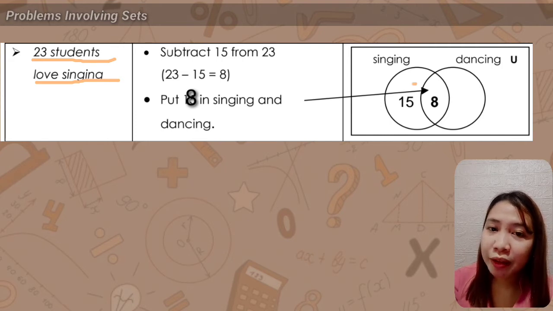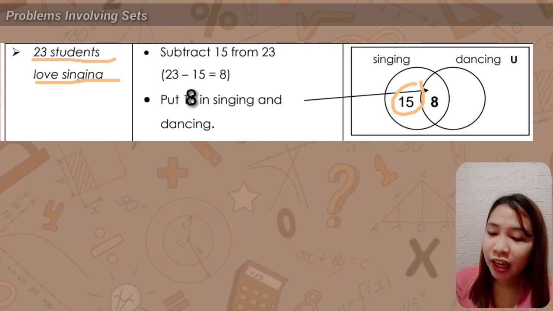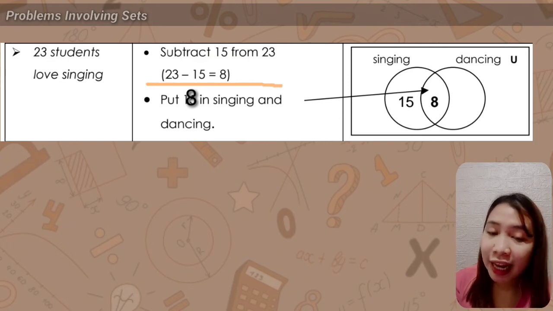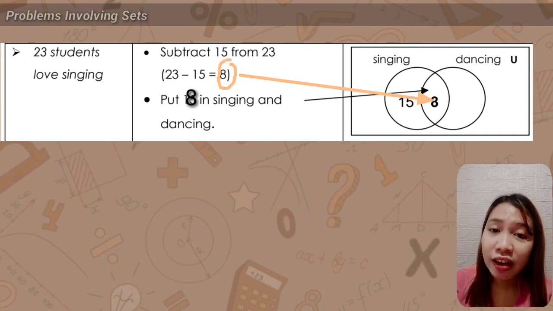So, ibig sabihin, 'di ba meron na tayong 15 students na love lang ay singing. So, ang gagawin natin dito ay ima-minus natin to dun sa 23. So, ibig sabihin, 23 minus 15 ay equals to 8. So, ibig sabihin, may 8 na estudyante ang love ang singing at dancing.